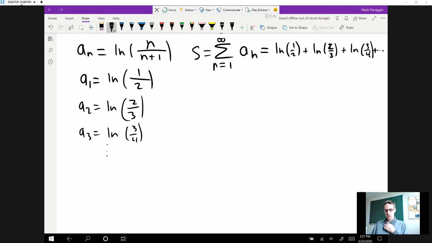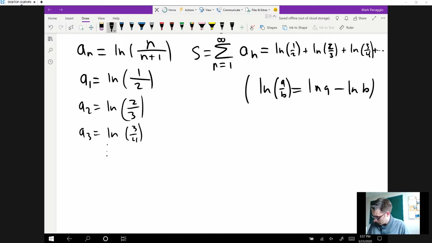But if we get a little clever with our log rules, we can actually simplify this, because notice that the log of 1/2, well, recall that the log of a over b is equal to the log of a minus the log of b. So this can be written as the log of 1 minus the log of 2. And a2 can be written as the log of 2 minus the log of 3. And a3 can be written as the log of 3 minus log of 4, and so on.